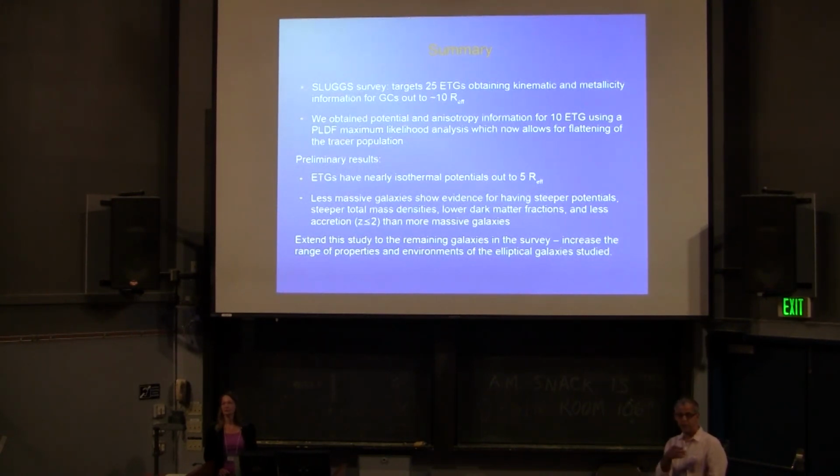Anatoly, do you want to comment on that? Because you've done those measurements. No? Okay. Right? Rho going is R to the minus 3.